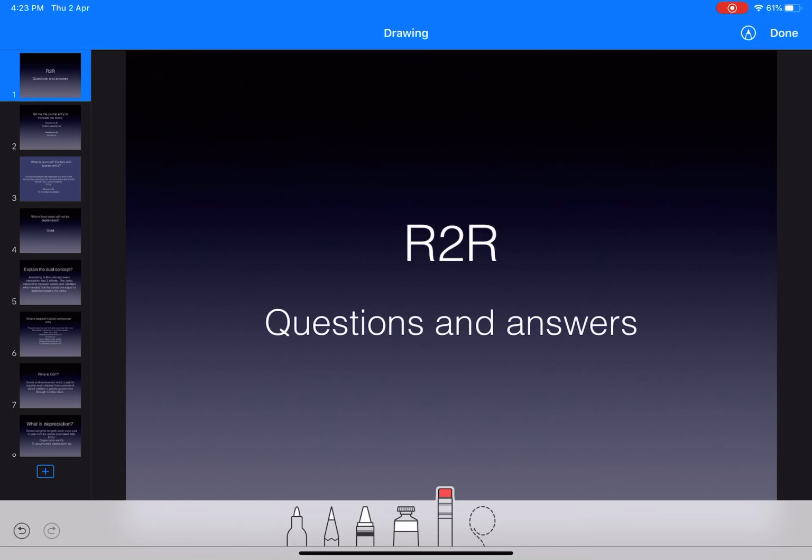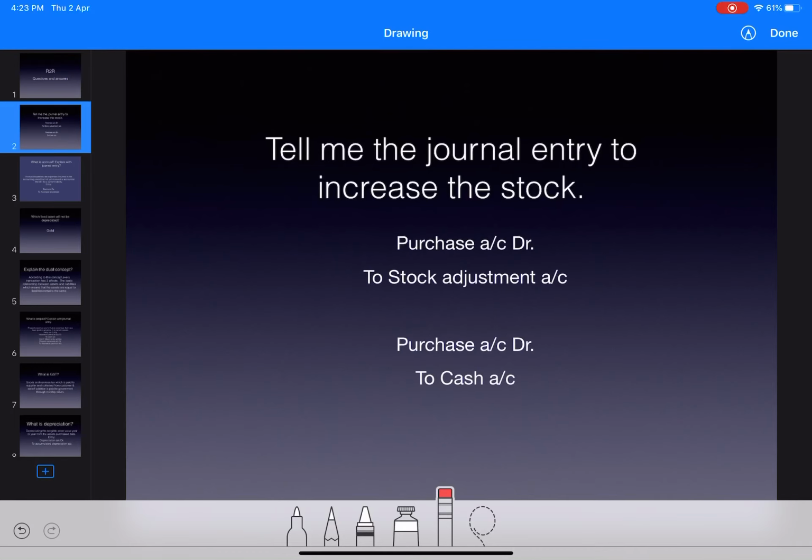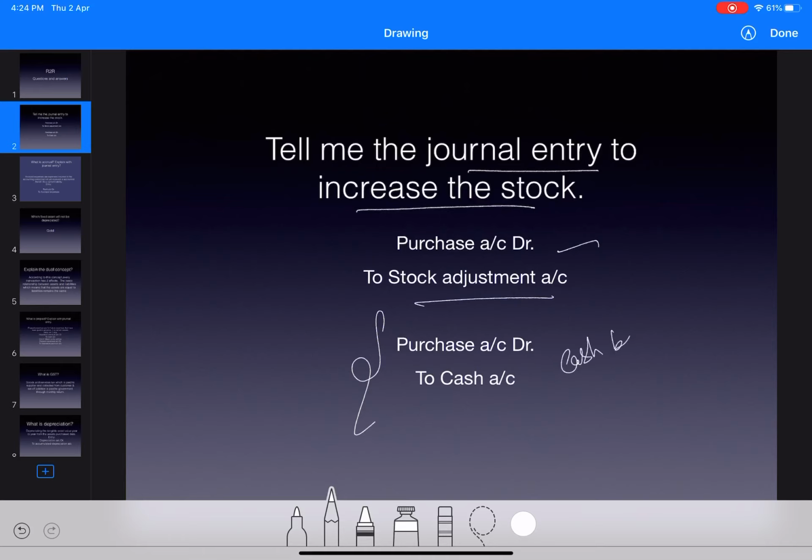So let's get started. Our first question is, tell me the journal entry to increase the stock. You know that to increase the stock means we have to make purchases. So the first entry will be purchase account debit to stock adjustment account, and the second entry will be purchase account debit to cash account if we are making the purchases on cash basis.